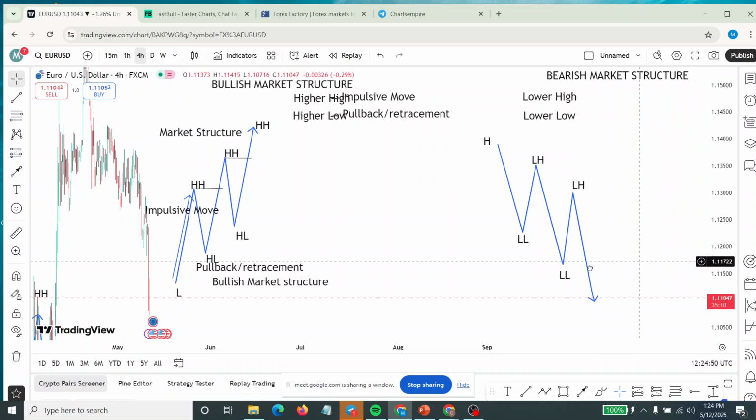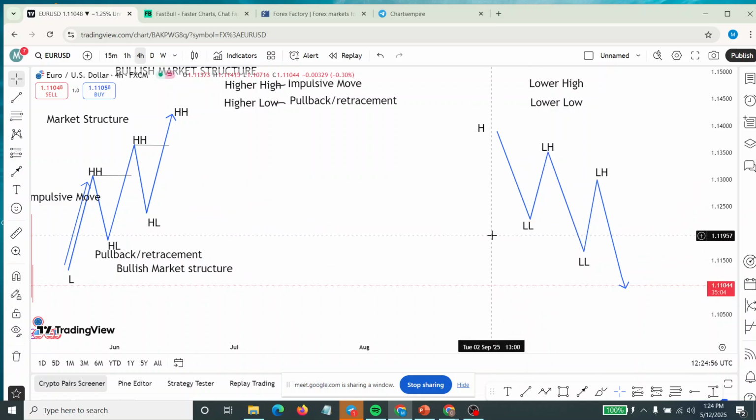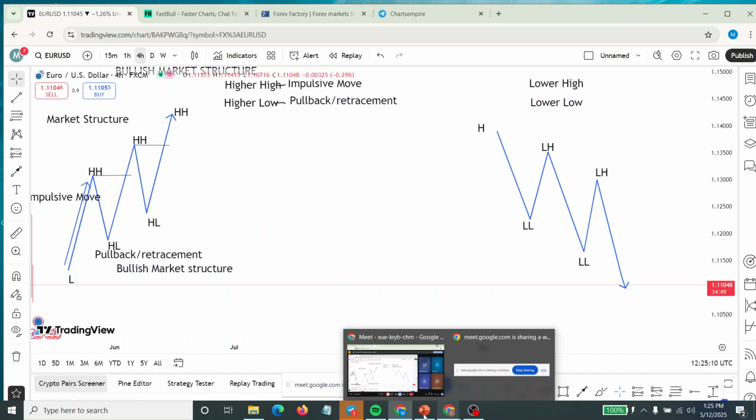So in this scenario now, which one is our impulsive move and which one is our pullback? I want someone to tell me. Which one is our impulsive move? Which one is our pullback? Is it the lower low or the lower high? So I want someone to be able to identify it for me.